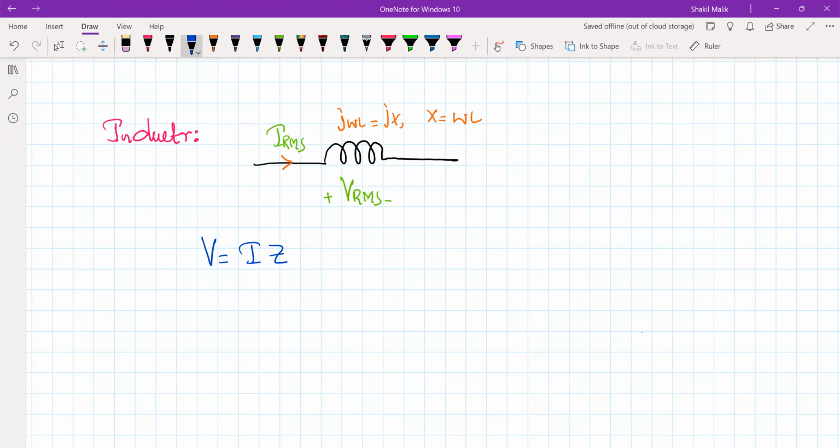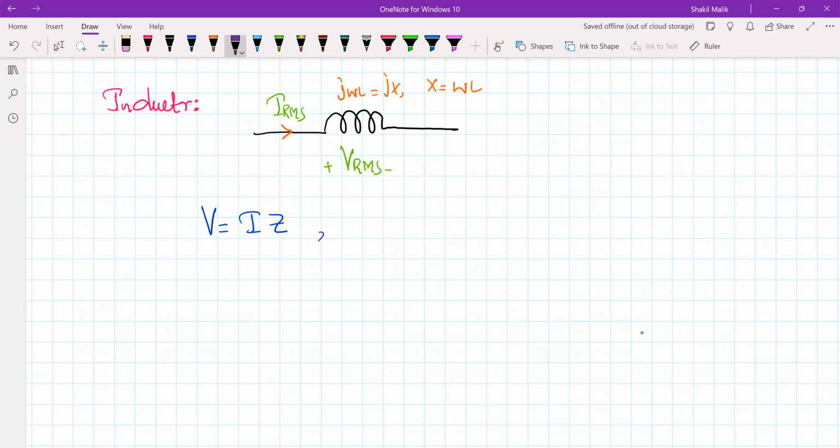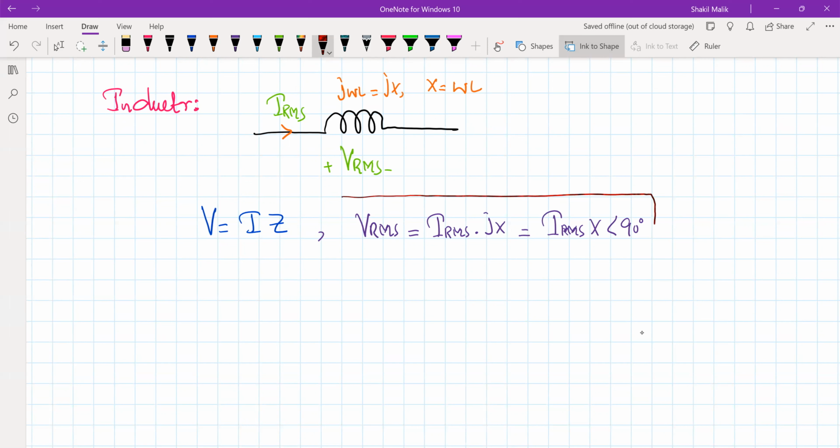Now this time the voltage and currents are in terms of RMS values. So if we substitute, VRMS will be equal to IRMS times jX, where X is omega L. So you can write it as IRMS times X, with j written as an angle of 90 degrees. So what is this expression saying? Simply that the voltage is ahead of the current by 90 degrees. This means the voltage phasor is ahead of the current phasor by 90 degrees.